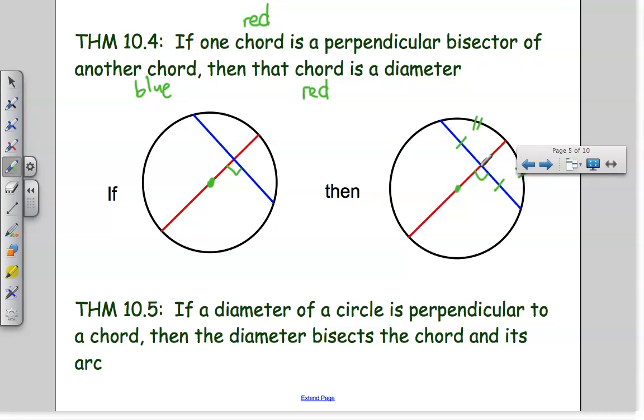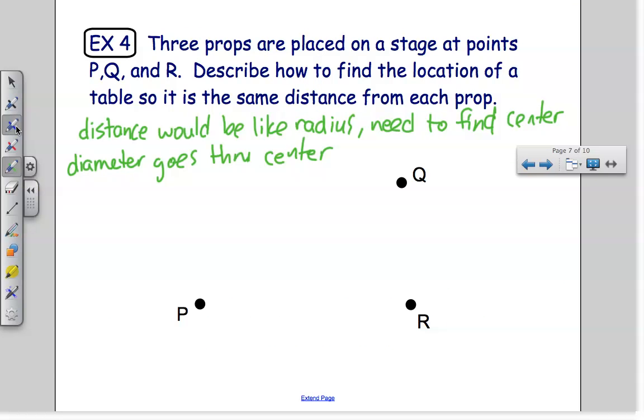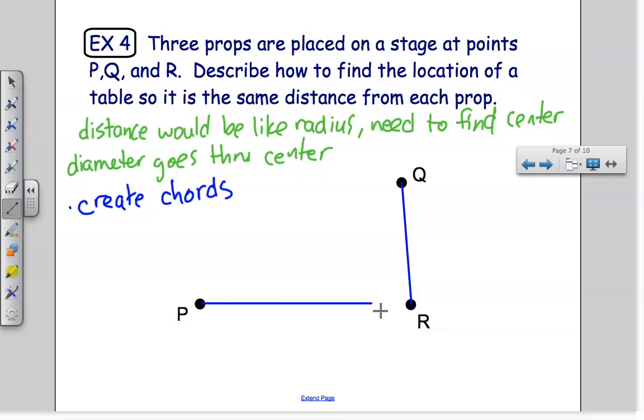Well, I'm going to go back. Remember that if you have one chord as a perpendicular bisector of another, that chord has to be a diameter. So if I do two chords and one's a perpendicular bisector of the other, then that chord would have to be a diameter. So first step, I'm going to create some chords. I'm pretending I'm already going to see a circle. So I'm going to make one chord, how about from Q to R, and I'm going to make another chord from P to R. And now I need to do perpendicular bisectors.